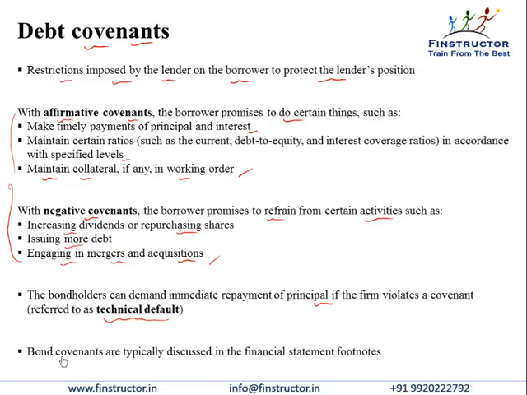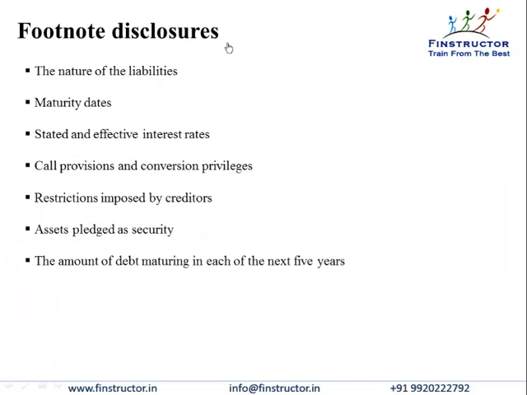Details of these covenants will normally be found in financial statement footnotes. The footnotes can also disclose other qualitative aspects of the debt, that is the maturity dates, effective interest rates, any conversion privileges, covenants, assets that have been collateralized, and the amount maturing in each of the next few years.